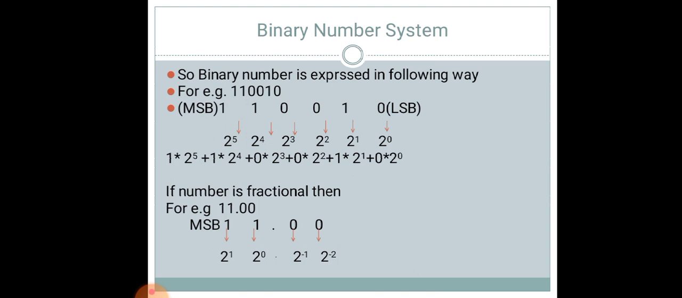So 11 is the number before the fractional point, so we put the weights such that they increase from right to left. After the fractional point the weights increase from left to right, but in the minus form, right? So for the 1 before the fractional point, 1 is weighted as 2 raised to 0, and the next one is weighted as 2 raised to 1. After the fractional point, 0 is weighted as 2 raised to minus 1, and the next 0 is weighted as 2 raised to minus 2, right?